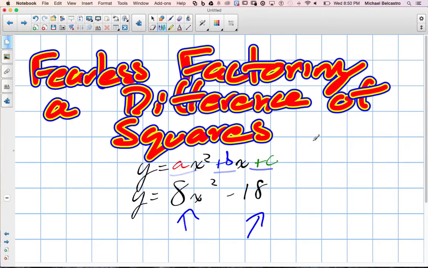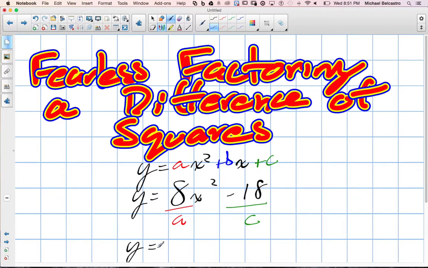If we were to relate this to the 3 term, the standard form of quadratic, this 8, which letter do you think it would be? A. Very good, it would be the A. What about this negative 18? C. Yes, that's right. So what don't we have? A B. We don't have a B. What value represents not having something? Not 1. If I have one apple, I have something. 0. Good.